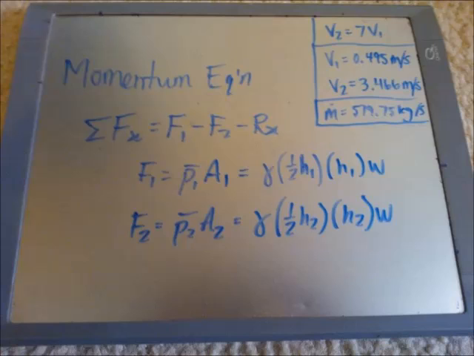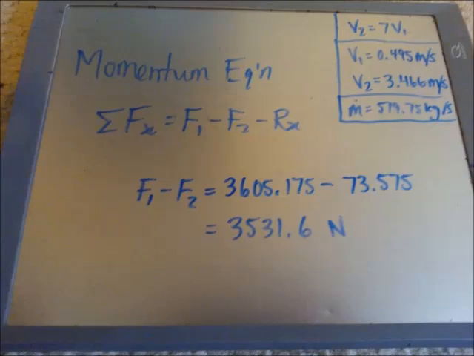right? And substituting some earlier equations we learned, we have the specific weight of water times 1/2 of the height at 1. That's going to give us the average pressure. And then multiply that by the area. So we have H1 times W. And likewise for F2. And we're just going to solve for the difference between F1 and F2 because that's what is reflected in our equation up there. That gives us a value of 3,531.6 newtons.